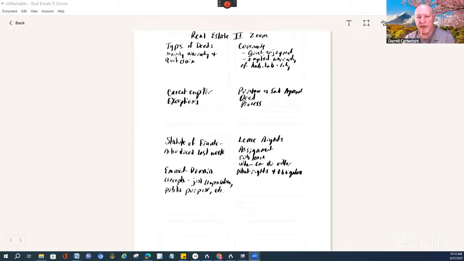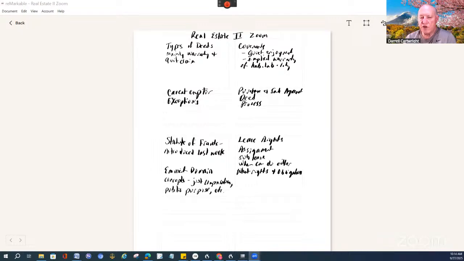Types of deeds. The main types of deeds that I generally test on are warranty and quitclaim deeds. Which one conveys good title? Do both convey good title? What if good title isn't obtained in a warranty deed? What if good title isn't obtained in a quitclaim deed?